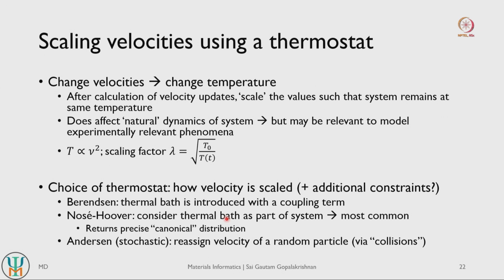So your system now is your original box plus your thermal bath. And it also has this coupling term being present. So considering the thermal bath as a part of the system changes the eventual energy that you are trying to calculate or minimize. So it changes your eventual objective function, which gives you a more accurate canonical distribution of velocities that you should actually be getting, corresponding to the temperature that you want to control in your system.